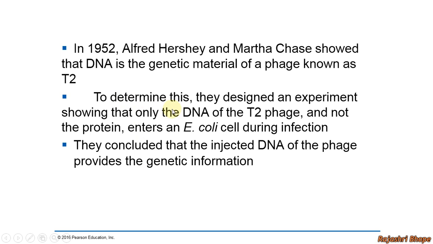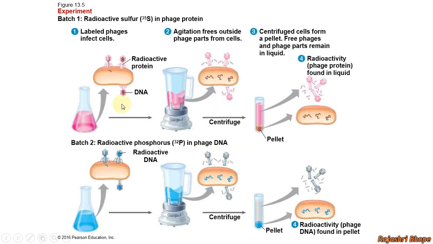To determine that DNA is the genetic material of an organism, they designed an experiment showing that only the DNA of T2 phage, and not the protein, enters the E. coli cell and is passed to the progeny of phages. They concluded that the injected DNA of the phage provides the genetic information and is passed on to their progenies. Okay, so this is the experiment.